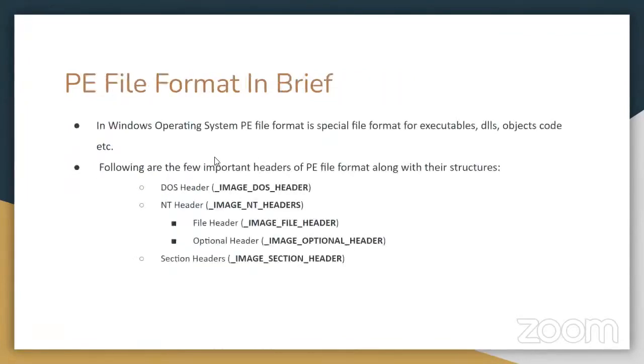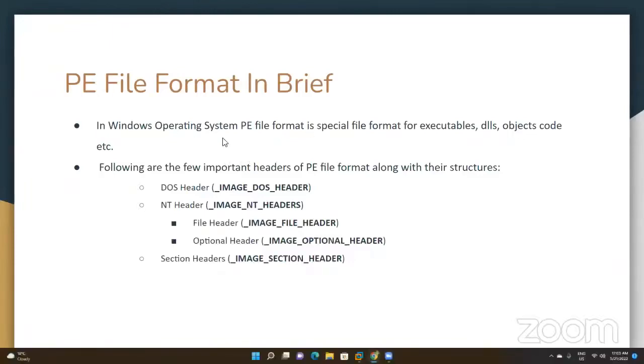PE file format is a file format for executables, DLLs, and object code in the Windows operating system. There are a few important headers in the PE file format: the DOS header, the NT header, and inside the NT header there are the file header and the optional header, and the last header is the section header.